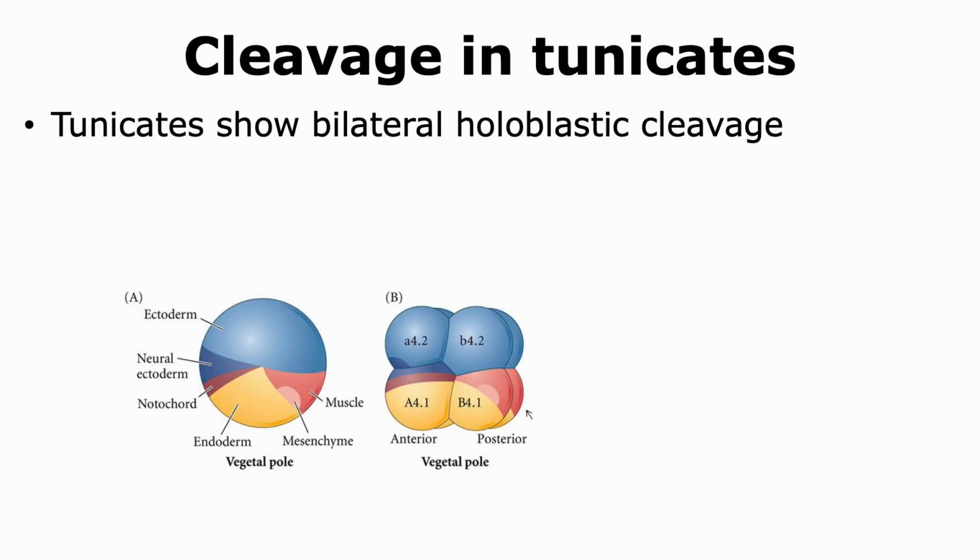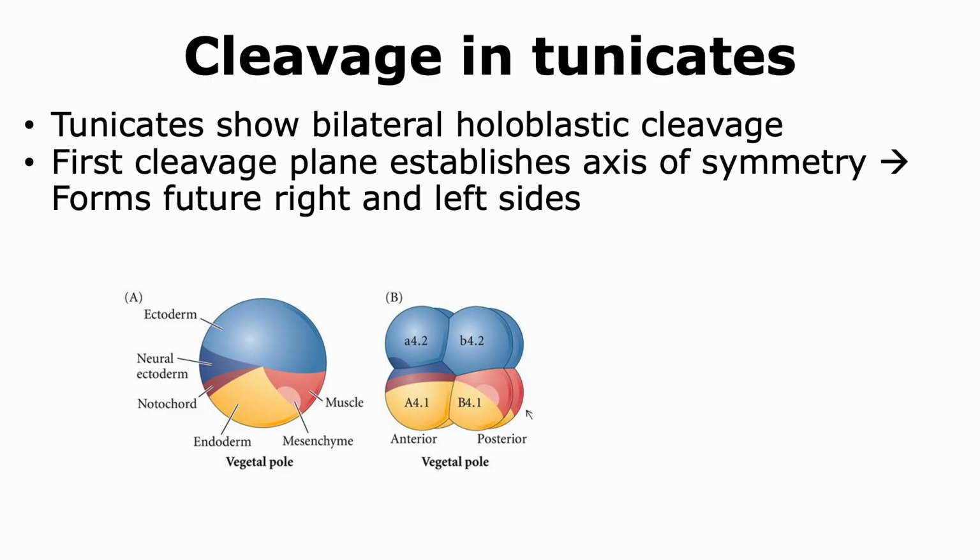Tunicates show bilateral holoblastic cleavage, and what we mean by that is the first cleavage plane is able to establish an axis of symmetry. So when we look at the figure that's there in the black box, there is an axis of symmetry that has formed that is able to split the embryo into the right and left sides. This is more evident in the figure that's shown in panel C, where we're able to see that axis of symmetry and we're able to see the left and the right side as mirror images of one another.